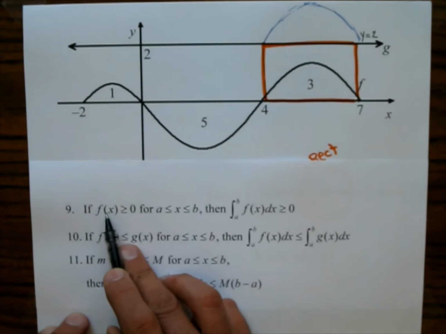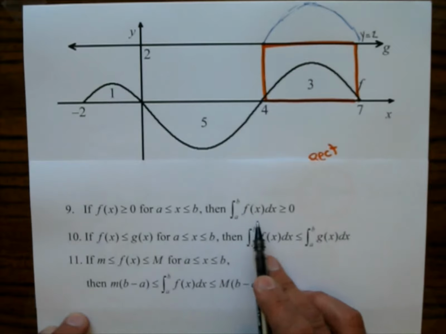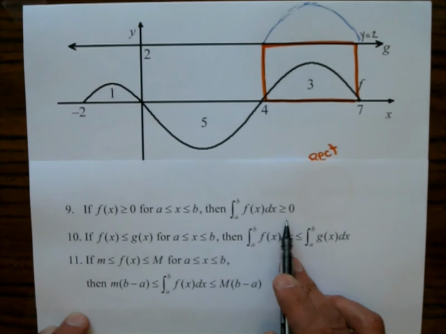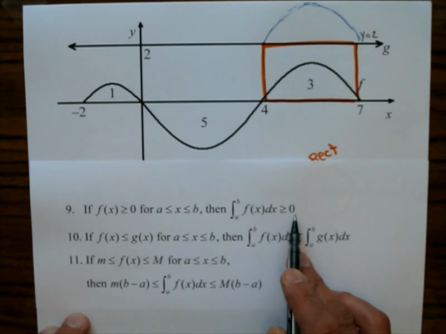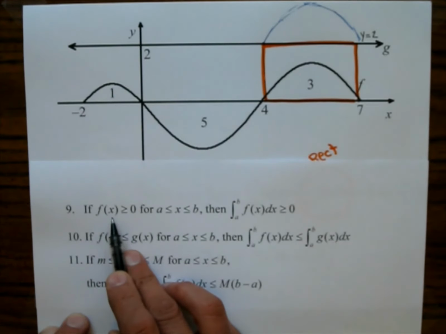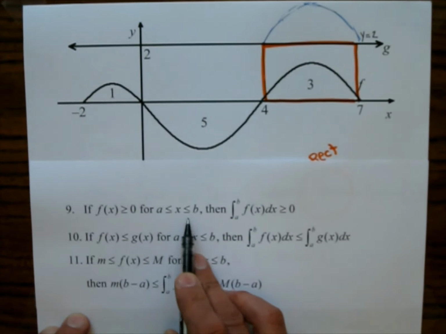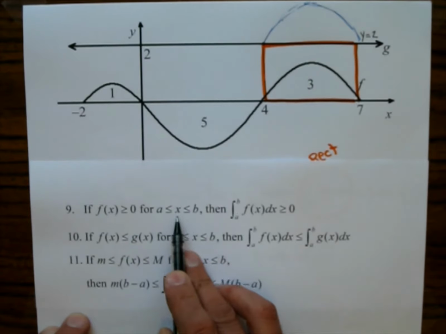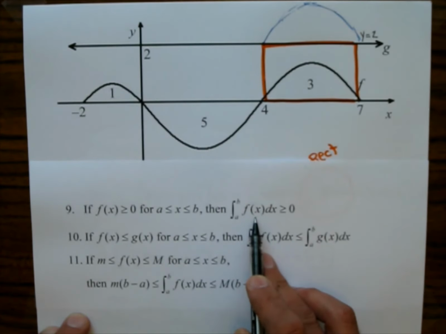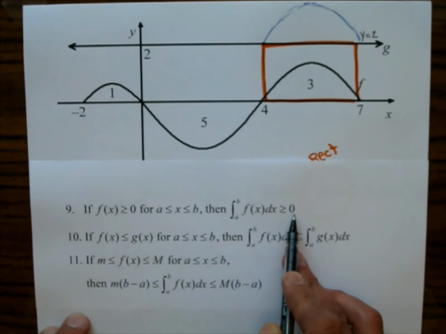So it's just saying if your graph is above the x-axis, your net area is going to be greater than or equal to 0. That kind of makes sense. The graph is above the x-axis in a time interval completely for all those things in that time interval, then your net area is going to be greater than or equal to 0.